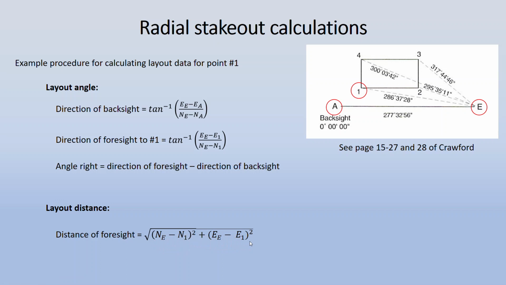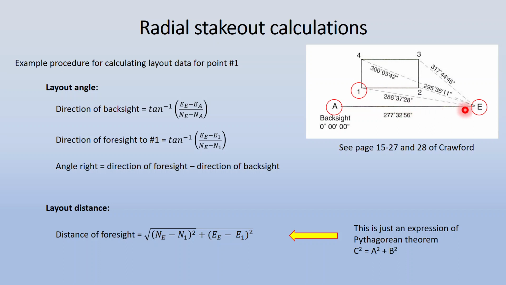And if you dissect this equation a little bit, you would see that it's just another expression of the Pythagorean theorem. C squared equals A squared plus B squared. C in a right angle triangle is always the length of the hypotenuse, and essentially that's what we're creating here, is a right angle between E and 1 and a perpendicular extension down to our backsite, where this would be the right angle of our right triangle. So the difference in your northings is one side of your triangle.